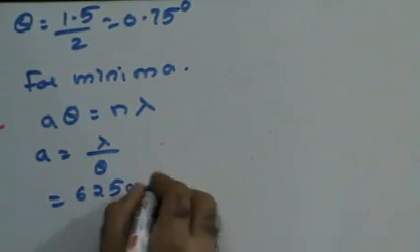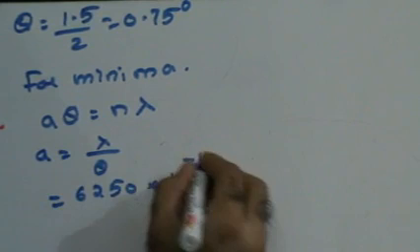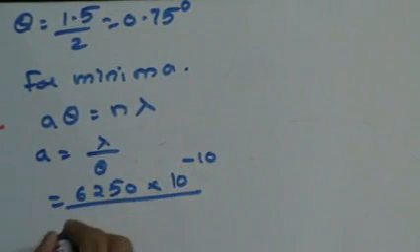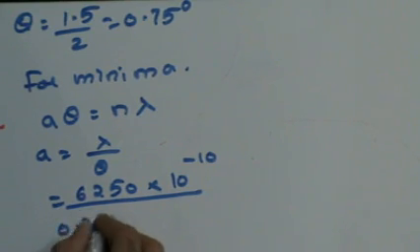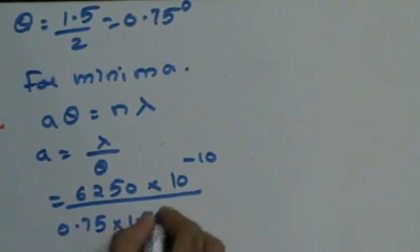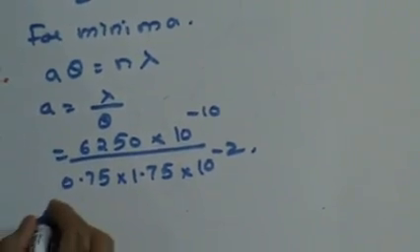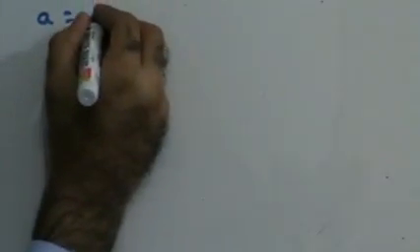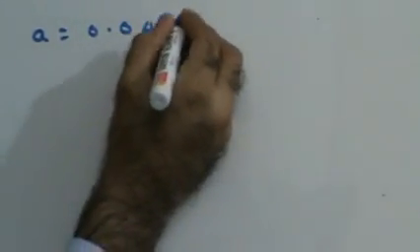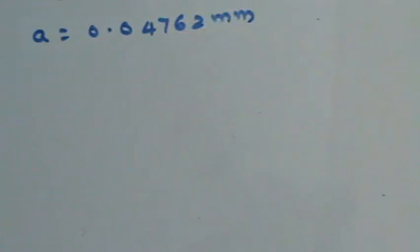Lambda is given to you as 6250 into 10 raised to minus 10 divided by theta. Theta is 0.75 degrees. Convert that into radians, 0.75 into 1.75 into 10 raised to minus 2. For calculation, you have to make sure that your angle is in radians. Simplify this, you will get your answer as a will come out to be 0.04762 millimeters.